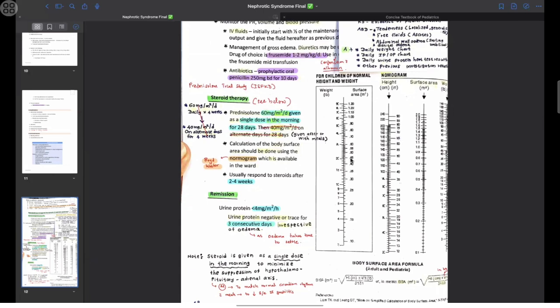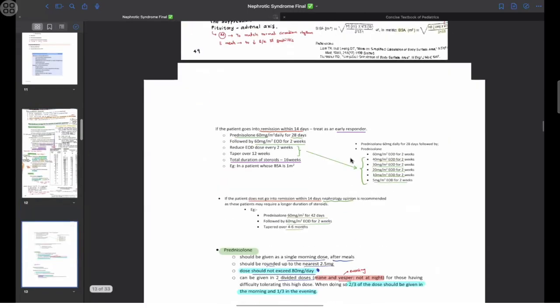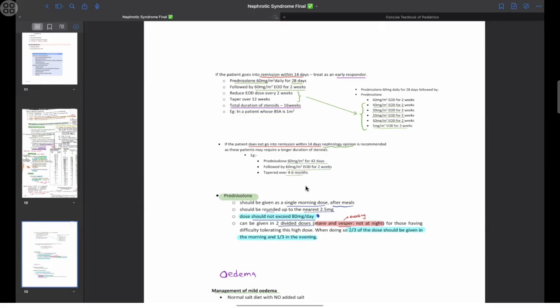Then steroid therapy. We know the dose is 60 milligram per meter square per day, given as a single dose in the morning. I'll just tell you what to study. Here is how we give prednisolone. I don't think there's time to go through it in detail, so study this part as to how to give it and how we divide these doses. Initially we give 60 and then 40.